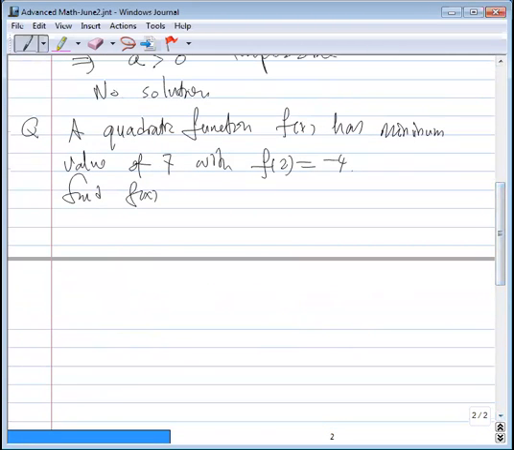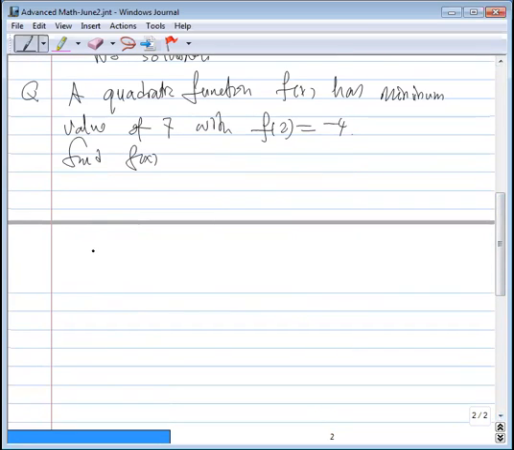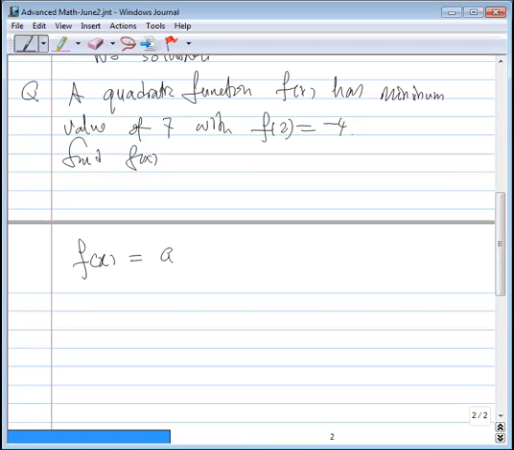So here you see again you will get f of x in the form a(x minus h) squared plus 7. So this is a minimum value. That means the parabola opens upward, so a should be positive.